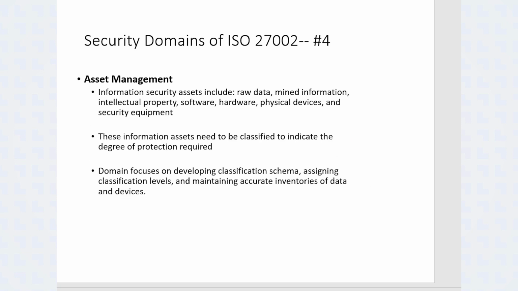Asset management deals with the information security assets, from raw data to process data, intellectual property, software, physical devices, anything you need to track in terms of assets of the company. The domain is going to be focused on classification, assigning different classification levels, and maintaining an accurate inventory. You can't manage what you don't document in policy, so you need to have an asset tag associated with particular classes of information.